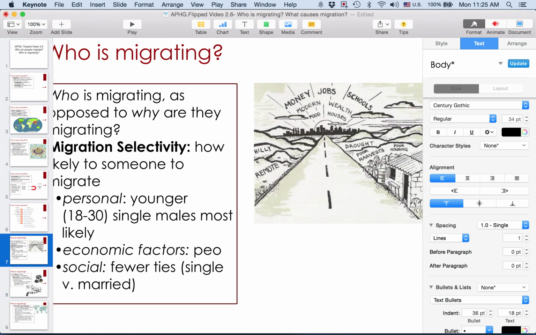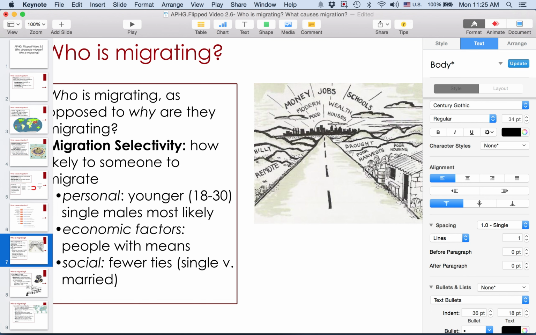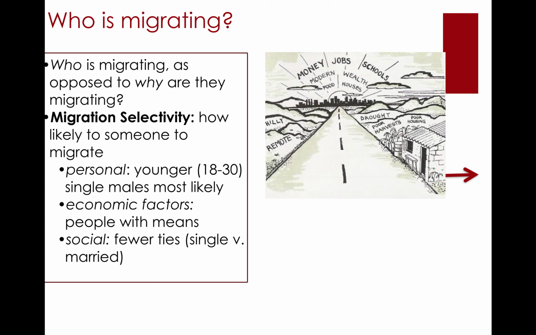Economically speaking, people with wealth, people with means, which means people with the ability to pay for it, are more likely to migrate than those who don't. If you don't have the ability to pay, there are tremendous stories that we'll look at of people who invest their entire life savings simply into getting out of a particularly dangerous or difficult situation. So more likely, the people who have the money to pay for it will migrate.